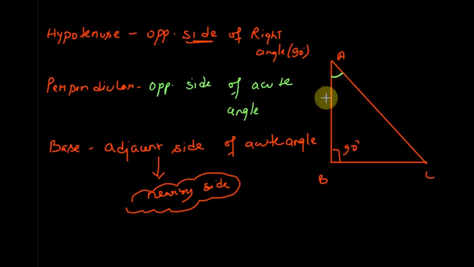Definition says adjacent sides, right? So now you might be confused that just now I said that we have two adjacent sides for one angle, right? We have two adjacent sides for one angle. So the adjacent sides of A are AB and AC. So now which one will be base?